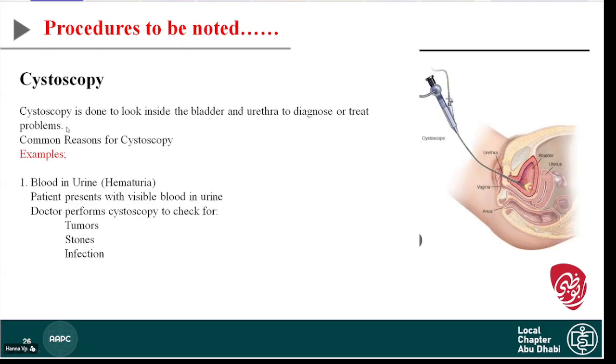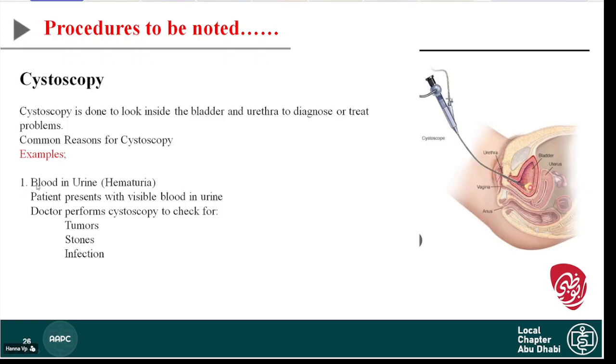Okay, so here you can see the procedure in the picture. The endoscope is inserted into the urethra and enters the cysto, or bladder area. So guys, what are the common reasons to do a cystoscopy? If a doctor wants to order a cystoscopy, there should be specific diagnostic conditions. What are the common symptoms? See this, one of the examples given here.